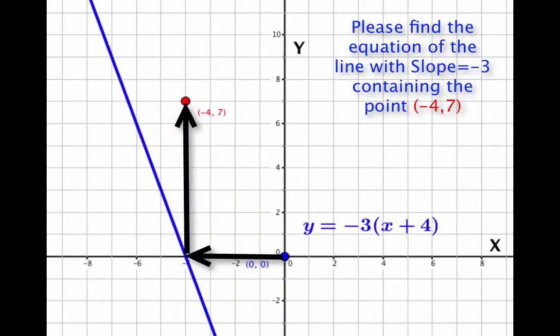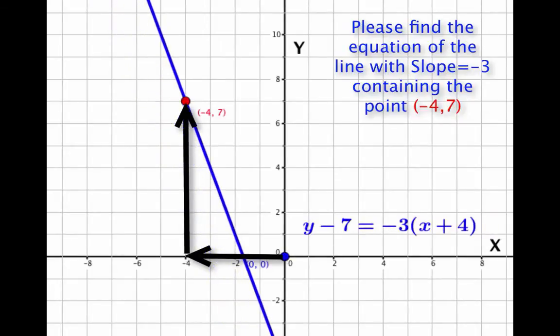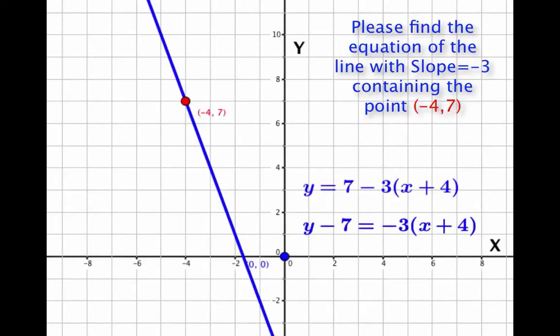And if we want to move our graph up the remaining 7 units to have it go through that point, all we need to do is replace the y in our equation with a y minus 7. And now we've got the equation for the line with a slope of negative 3 containing the point negative 4, comma 7. Of course, there are 2 other ways we could write this equation. We could write it as y equals 7 minus 3 times the quantity of x plus 4. All I did was add 7 to both sides of this equation.